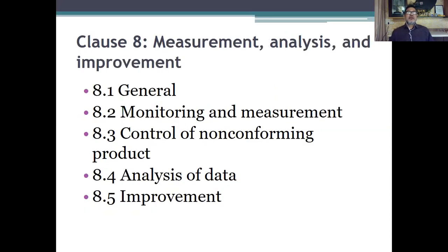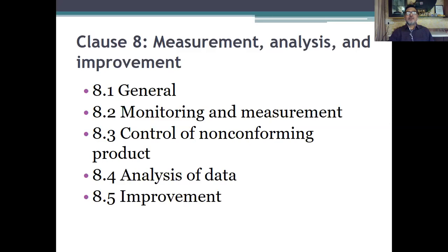Clause number 8, measurement, analysis, and improvement. 8.1 general. This requirement should not be equated with the requirement for managing equipment for monitoring and measuring from clause 7.6 of the standard. This is about a wider aspect of monitoring and measuring. Information derived from monitoring, measurement, and analysis represents an input in the process improvement and management review. The purpose is to demonstrate conformity of the medical devices to the QMS and to maintain its effectiveness.